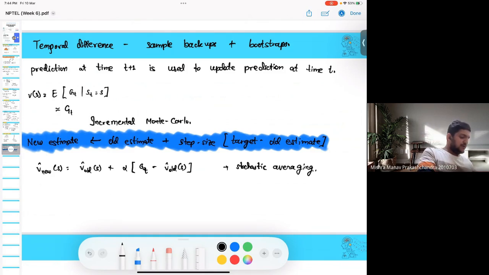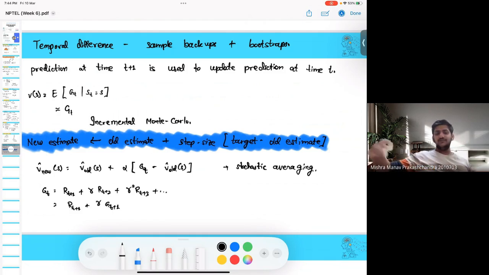Right. Now we come back to GT. What is GT in the beginning? If you start with the definition, my GT is nothing but R_{t+1} plus gamma R_{t+2} plus gamma squared R_{t+3} and so on. I can write it as R_{t+1} plus gamma G_{t+1}, right? Because it is going on for a long, long time. So I can write it as R_{t+1} plus gamma G_{t+1}, the discounted return at time t plus 1.